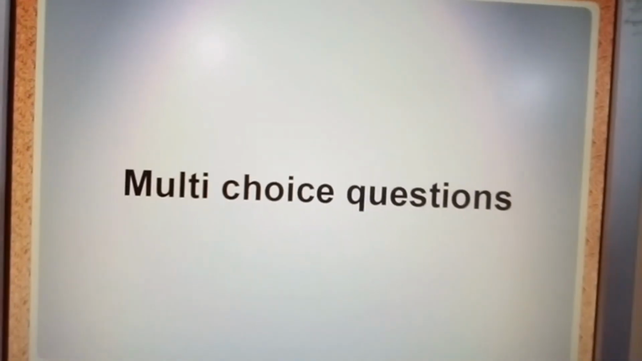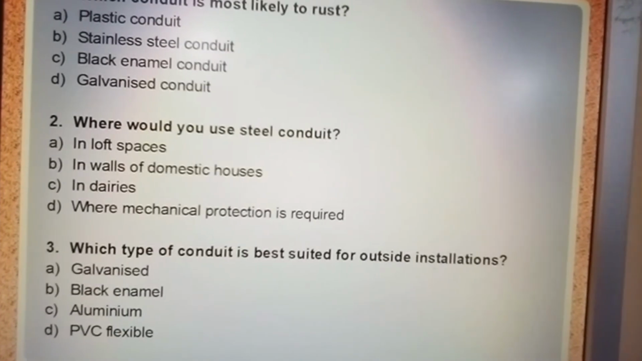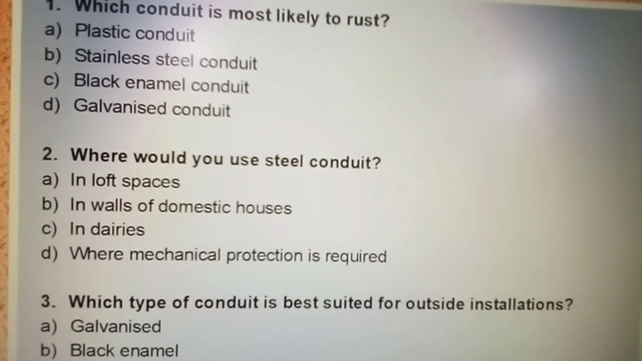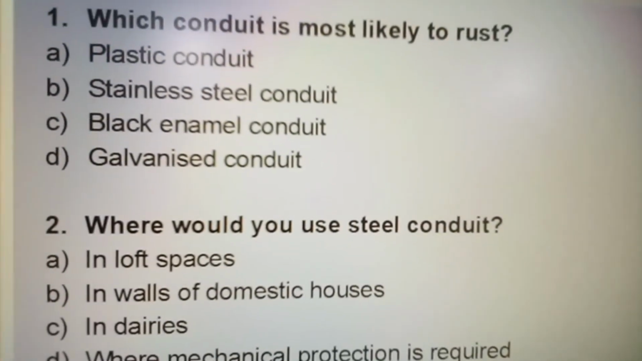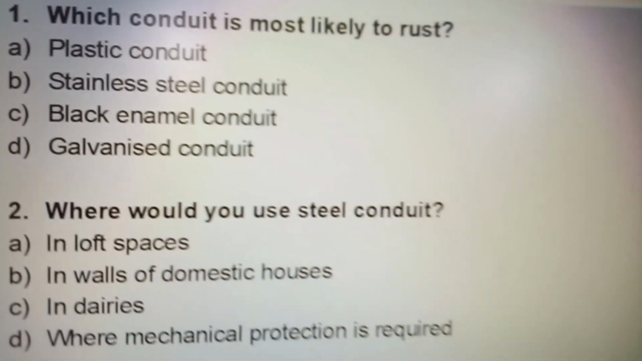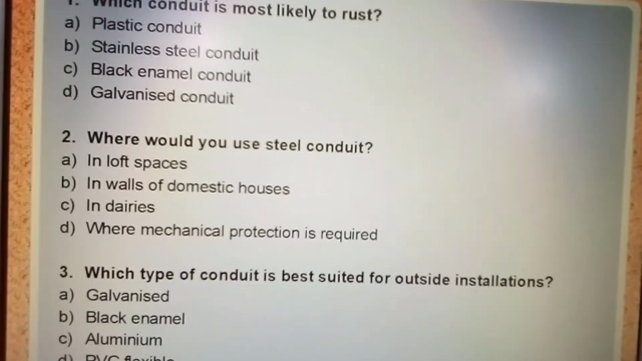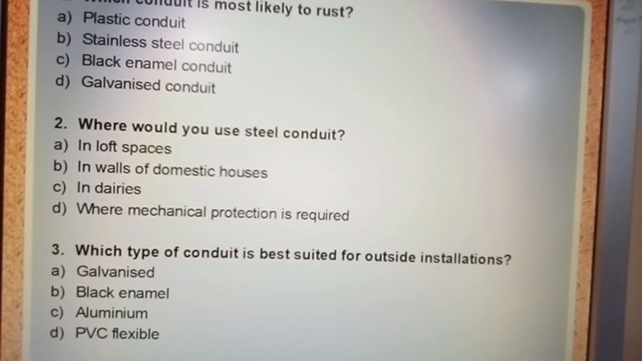Multiple choice questions. Again, these are for you to answer. Please answer them.